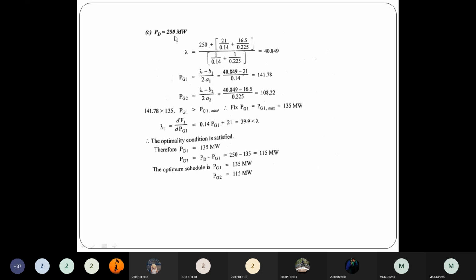Last case is 250. So with 250, we calculate our lambda: 40.849. PG1 is 141.78, PG2 is 108.2. PG1 is out of the range, so fix PG1 at 135, and PG2 is 115 megawatt. So the optimum condition is satisfied. All the three cases given demand, in one case the optimal condition is not achieved directly, in the other two cases optimal is achieved. That's the conclusion.